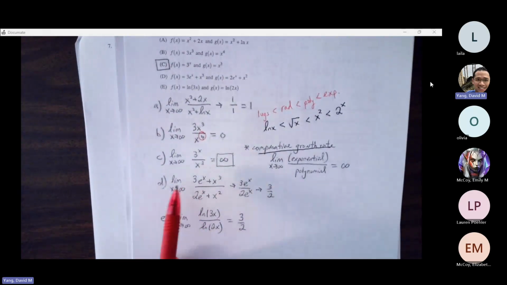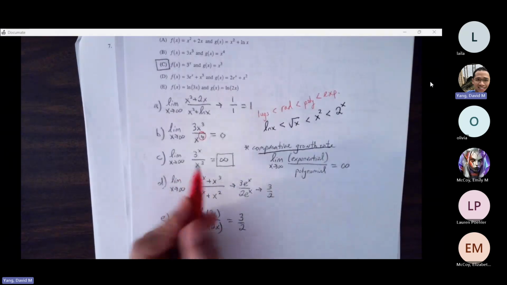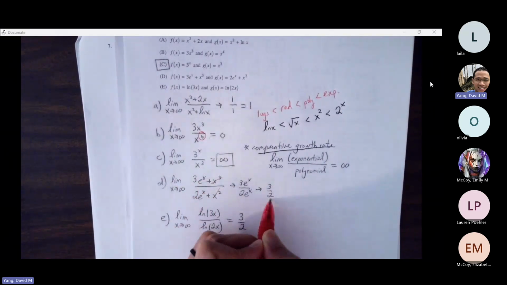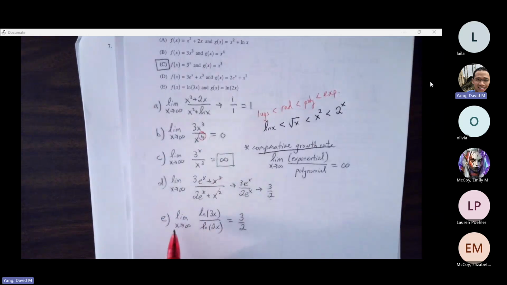Answer choice D, my highest degree is e to the x, and so I can ignore the x cubed and x squared. The ratio ends up being 3 over 2, which is not infinity. And then answer choice E, both numerator and denominator are under the same family of functions, so we just take the ratio of the coefficients 3 over 2, which is also not infinity.